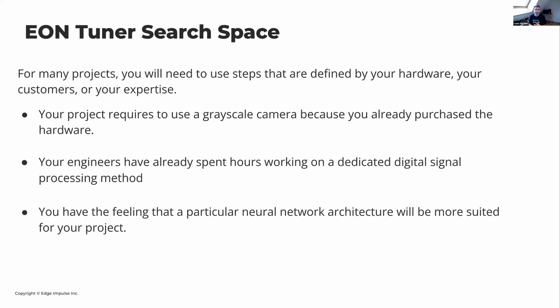For many projects, you will need to use steps that are defined by your hardware, your customer, or your expertise. Let's say your project requires a grayscale camera because you already purchased the hardware. That's something easy. Sometimes you've got a bunch of cameras that are only grayscale. Before we launched the Eon Tuner Search Space, we were evaluating both RGB and grayscale models. Here you can say, okay, I only want grayscale, so a one-channel image as an input of my DSP block. This is something that you can do with the search space.